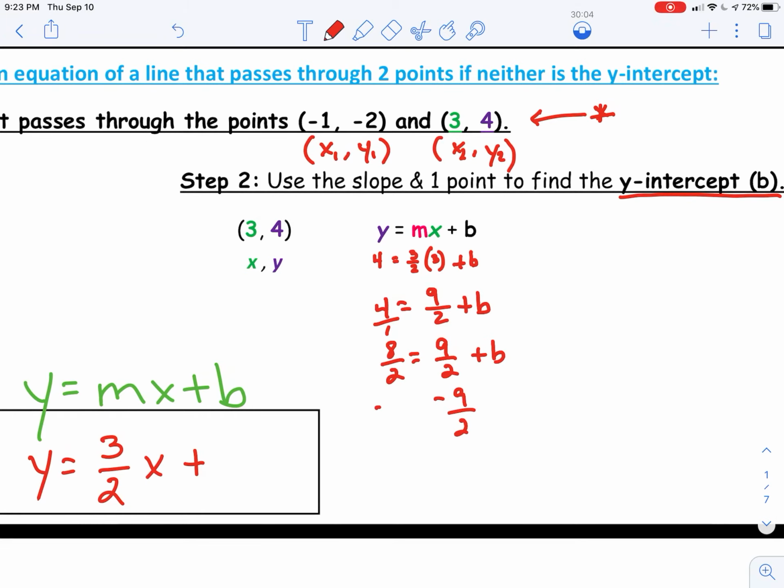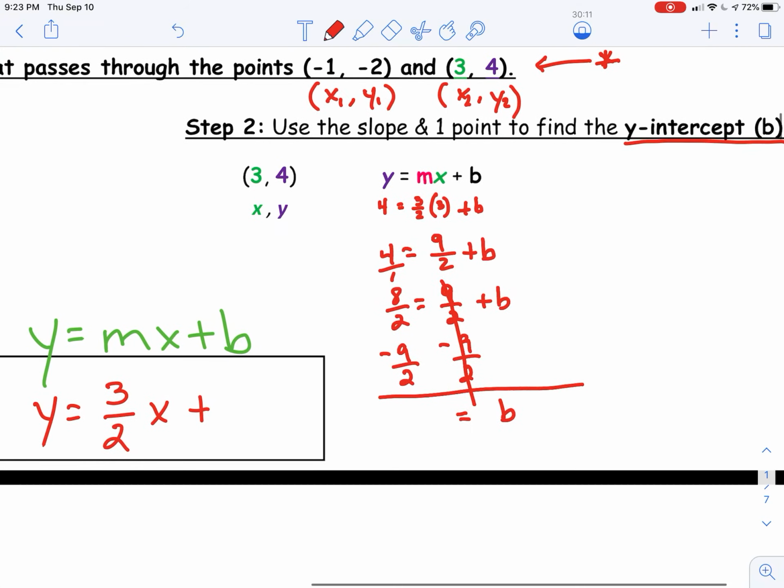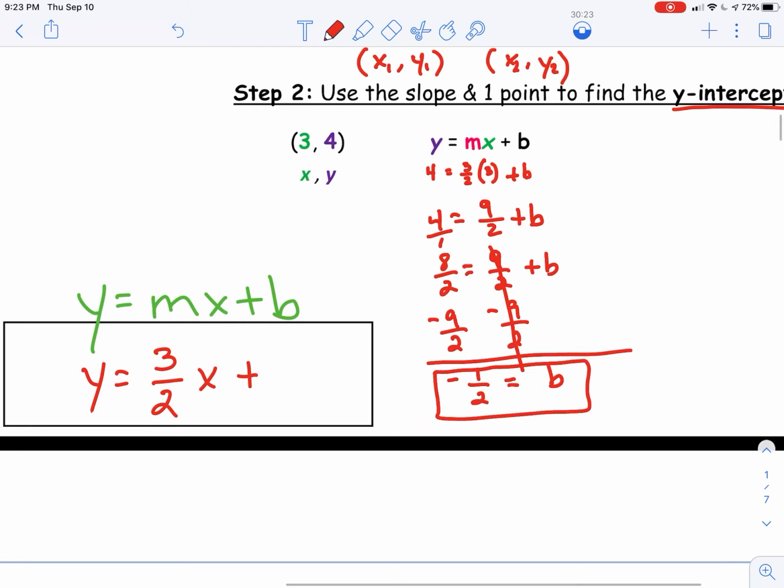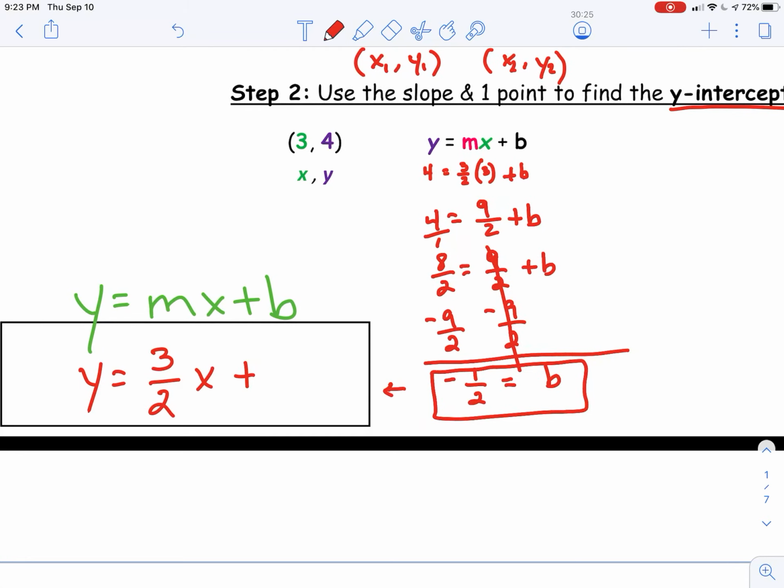Let's subtract 9 halves from both sides. That gets rid of them on this side. I'm isolating b so I can figure out what the y-intercept is here. And I'll have a negative 1/2. So this is my y-intercept. So now I know what b needs to be in my equation over here. b is negative 1/2. Okay, so we can actually just get rid of the plus sign here and put, because b is negative 1/2, so really it's subtracting 1/2.